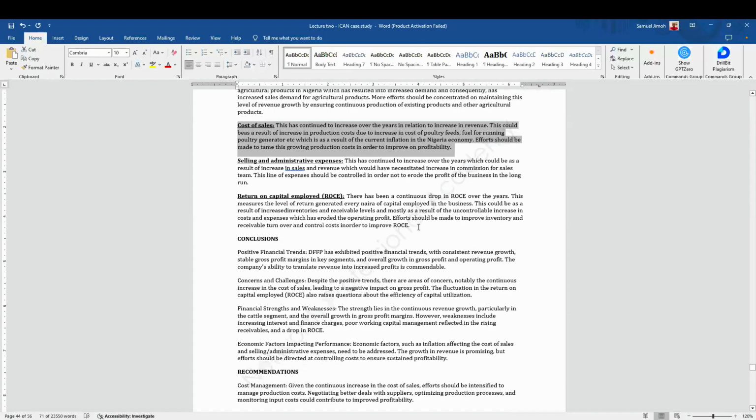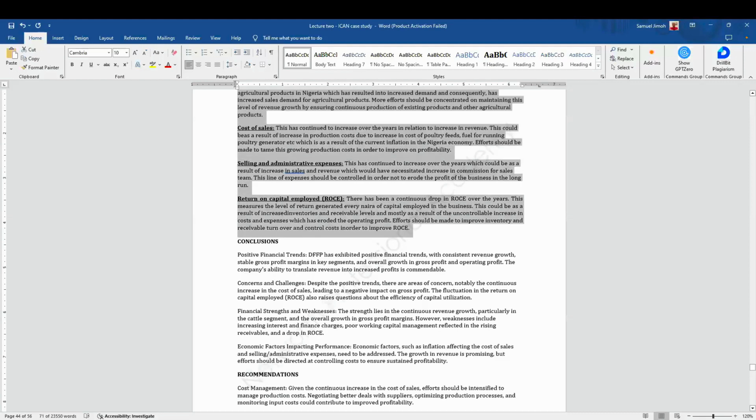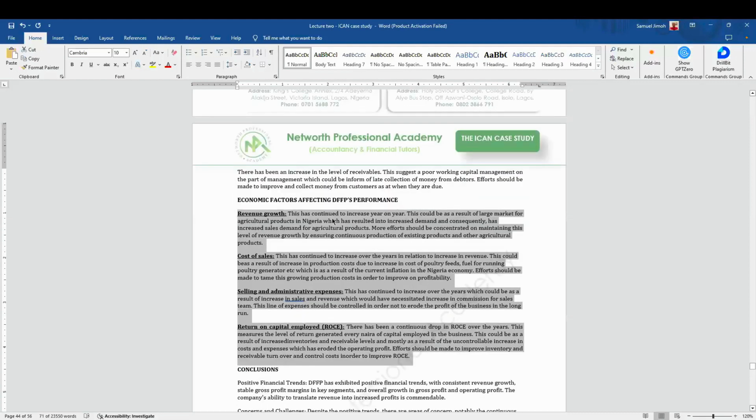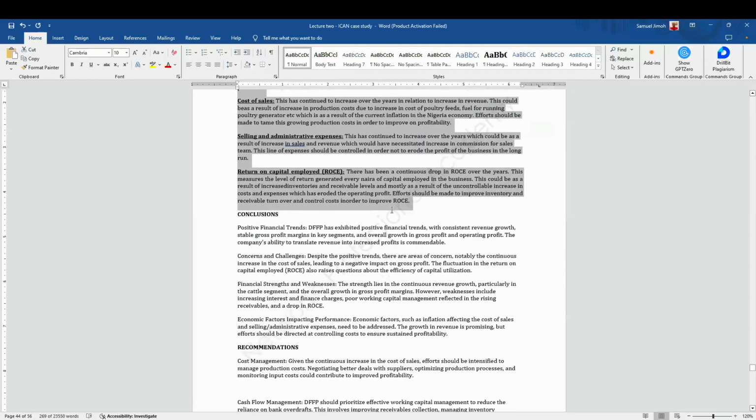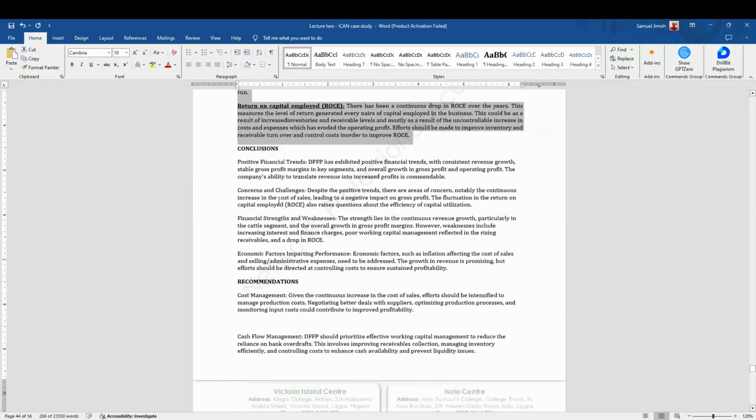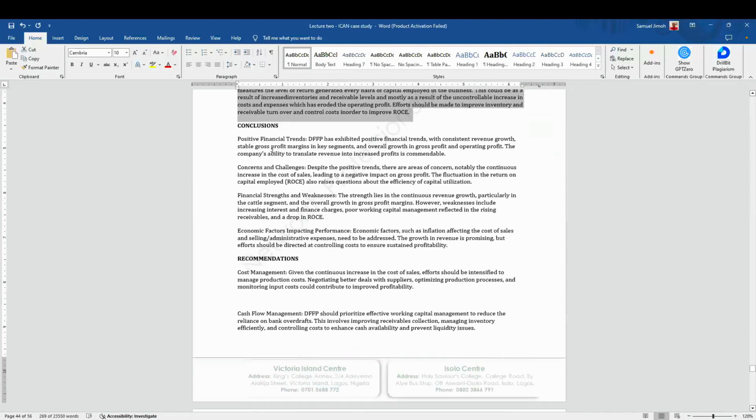Then I explain those. So here is basically how you identify how external factors have impacted the performance of the business. Once you are done with that, then you go to the conclusions. Here is the conclusion, the possible positive financial trends. I noticed that they've exhibited positive financial trends with consistent revenue growth, stable gross profit margin in key segments, and overall gross profit and operating profit. That's a sign of the company's ability to translate revenue into increased profit, which is commendable.